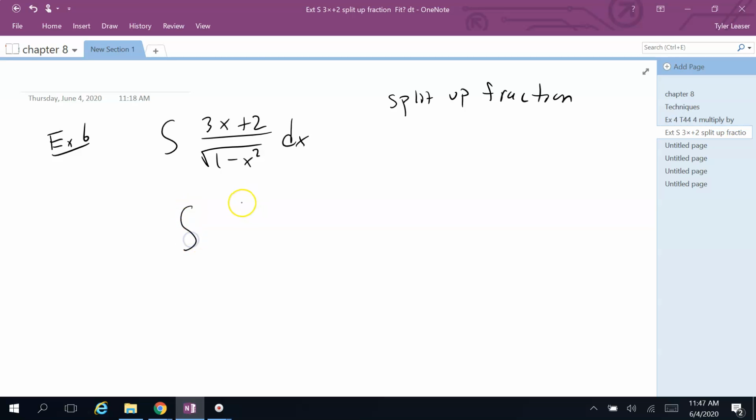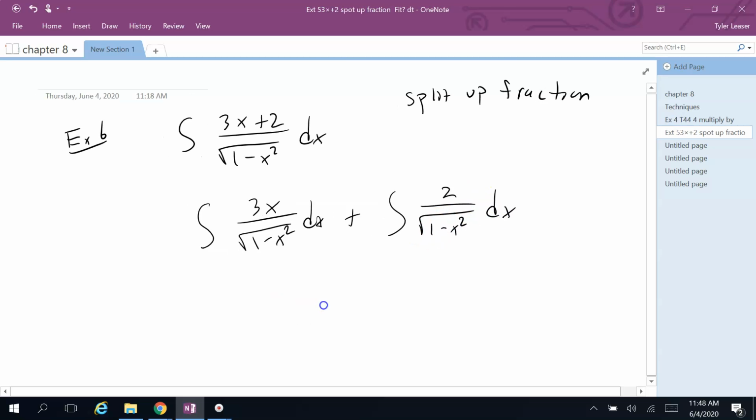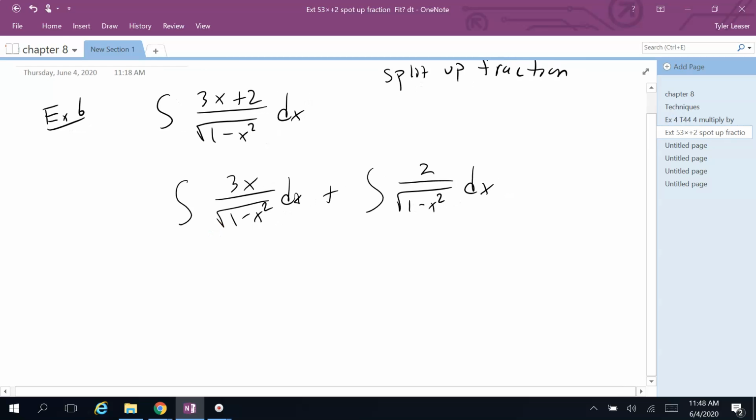We're going to rewrite this fraction into two separate integrals: the integral of the first term, 3x over the square root of 1 minus x squared dx, plus the integral of 2 over the square root of 1 minus x squared dx. Then we're going to try to do these two separately. This first one is now going to be a u substitution. I know the coefficients don't match, but it's not the coefficients that are important when it comes to u substitution. It's just that you have the right kinds of functions.